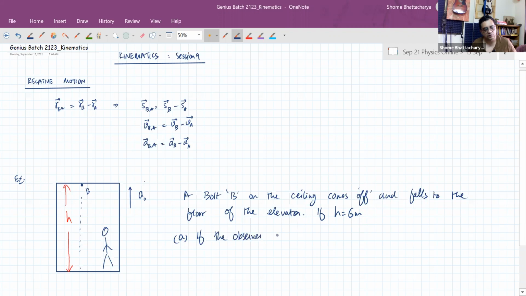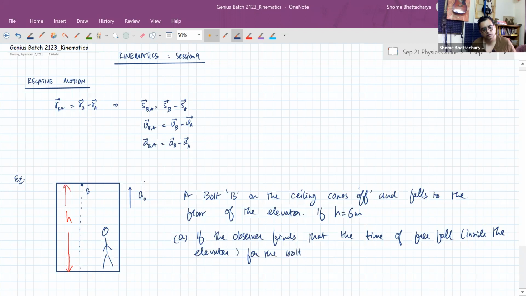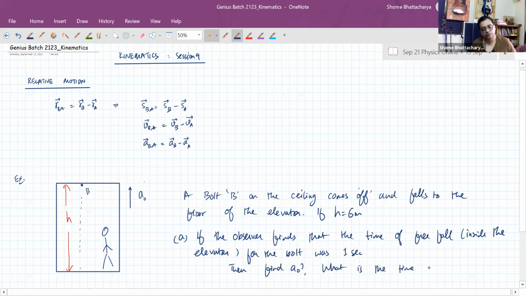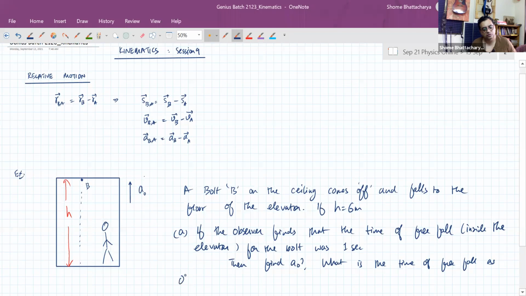the observer finds that the time of free fall inside the elevator for the bolt was 1 second, then find a0 and what is the time of free fall as observed from the ground frame. Okay, so try this question out.